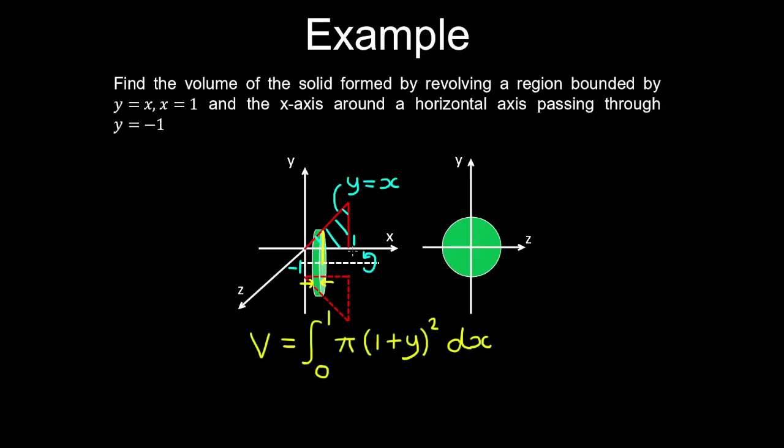But we have a hollow section in the middle, so what we're going to do is simply subtract the volume of that cylinder in the middle. So that will be pi times the radius of the cylinder squared, and then multiply by the height of the cylinder, which is 1. And now you can substitute for y from this equation, evaluate the integral, and find the volume of the solid.